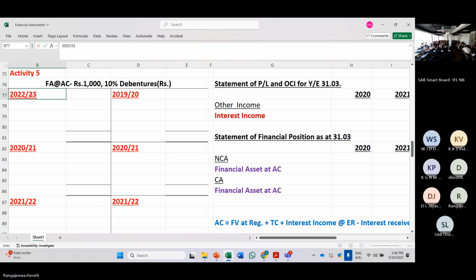2022-23. Then 23-24, second. Third year, 24-25.